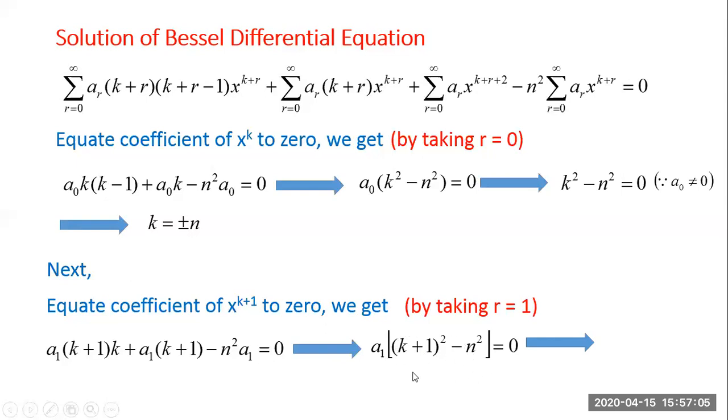So this bracket cannot be 0. So the only option is a1 must be 0. Since k is plus n or minus n, this bracket cannot be 0. So we have a1 is equal to 0. By equating x power k plus 1 to 0, we get a1 is equal to 0. So remember, k takes the values plus n and minus n, and a1 is 0.